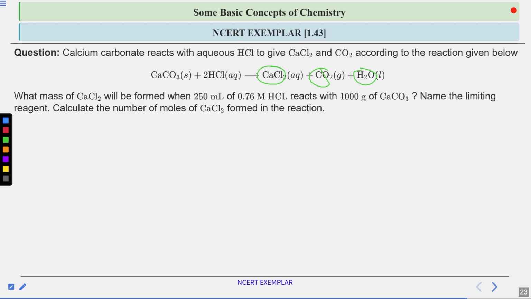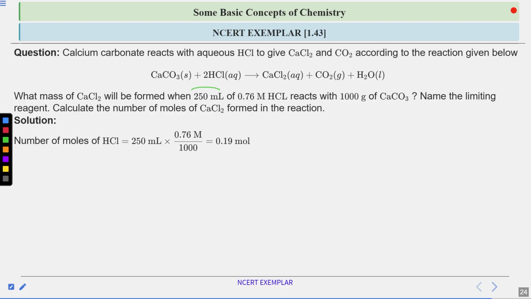Starting from our given equation, let's see what we can do. First we will analyze the equation and the given data. The given data says that we are taking 250 ml of 0.6 molar HCl. Then can we calculate the number of moles of HCl from it? Yeah, it can be calculated. How? We know that the number of moles has a formula of given mass by molar mass.